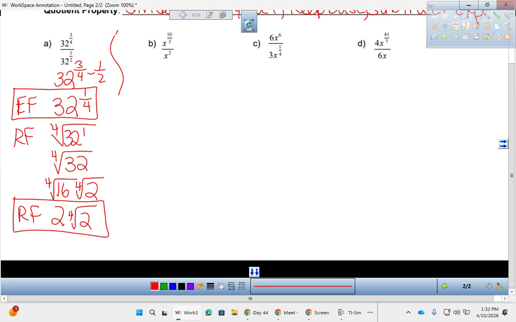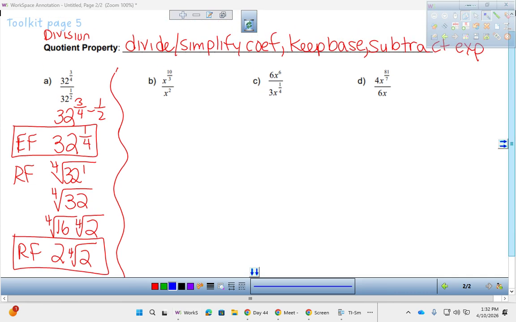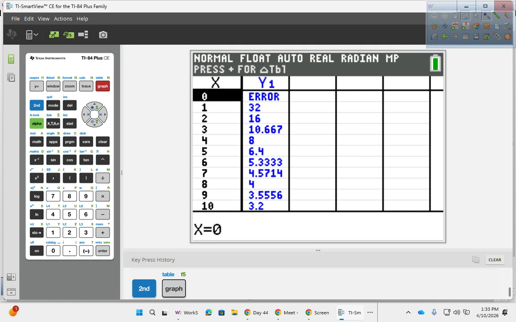Division property. Divide coefficients, keep the base, subtract the exponents. So in this case, if coefficients are the numbers in front of the variables, I have a variable, but I don't have a number in front of it. So there are no coefficients in B either. So I'm just going to work on keeping the base and subtracting the exponents. 10/3 minus 2. I don't have to be able to do 10/3 minus 2 because my calculator can do 10/3 minus 2.